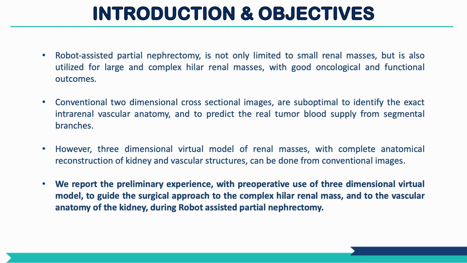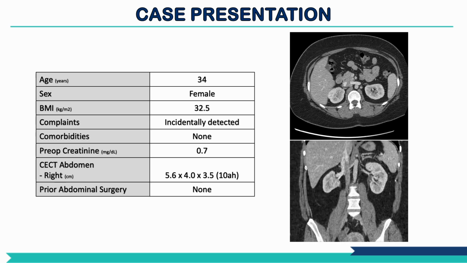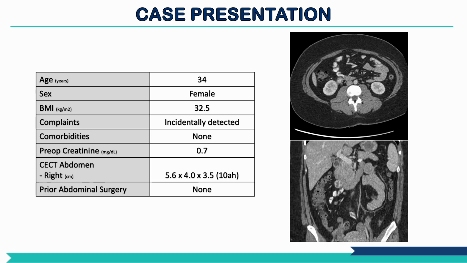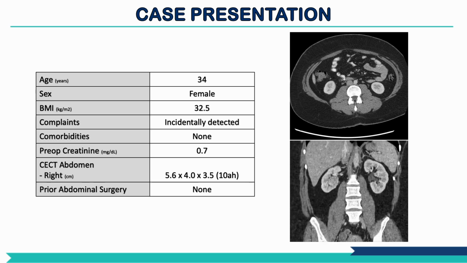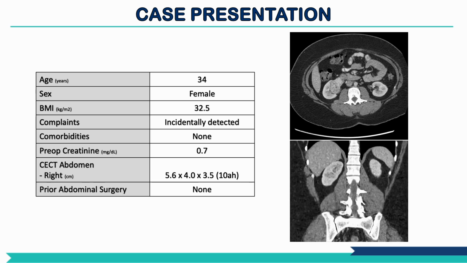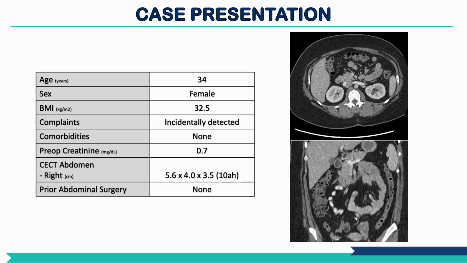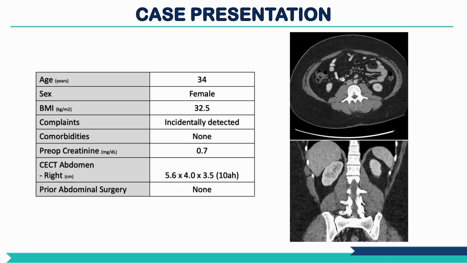We report the preliminary experience with preoperative use of a three-dimensional virtual model to guide the surgical approach to the complex hilar renal mass and to the vascular anatomy of the kidney during robot-assisted partial nephrectomy. We present one such procedure, performed for a 34-year-old female with an incidentally diagnosed right renal mass. Preoperative creatinine was 0.7 mg per deciliter. CT scan revealed a right renal hilar mass, 5.5 by 4 by 3.5 cm, RENAL score 10 AH.